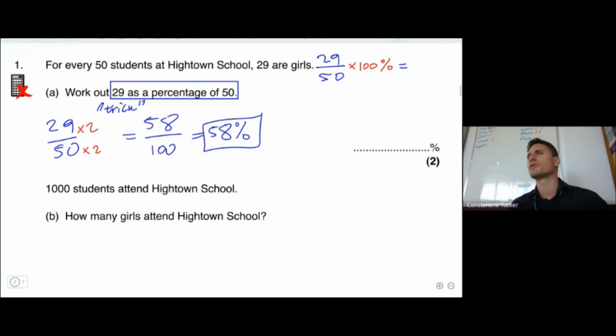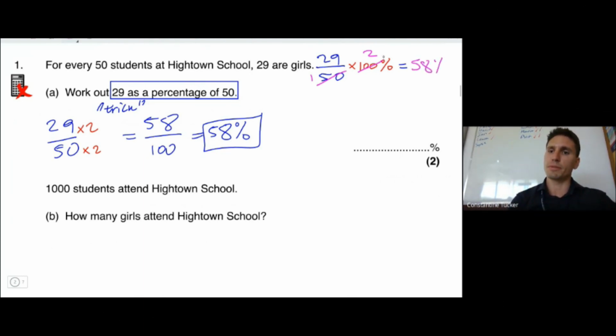How many times does 50 go into 100? 2. So we could just cross out here the 50, cross out the 100, and say this is 2 and this is 1. Well, the 1 we don't even need to write down. So what would be 29 times 2? 58. So that would be 58%. So these are two very valid methods of doing the same thing.